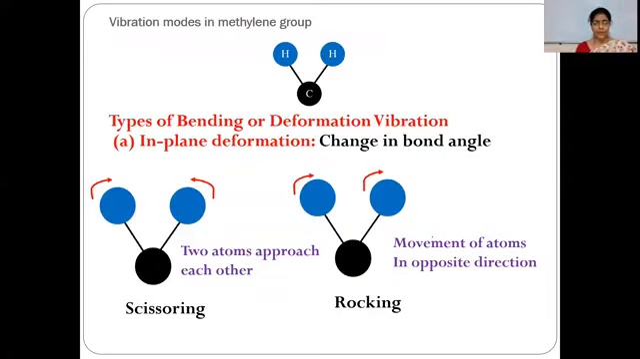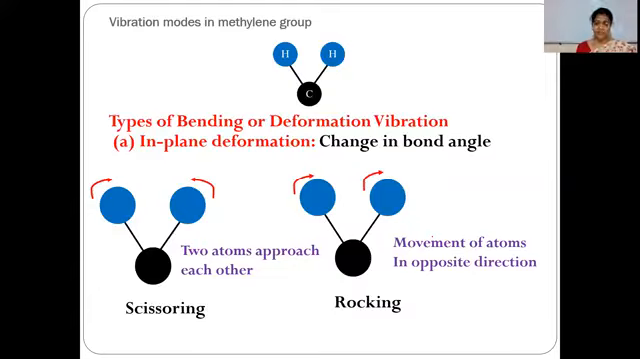Again, to explain the vibrational deformation vibration, we are taking the example of methylene group. Bending or deformation vibrations are divided into two categories. First is in-plane deformation. In plane deformation, there is the change in bond angle on the same bond axis with respect to central atom. In-plane deformation can have two types, scissoring and rocking.